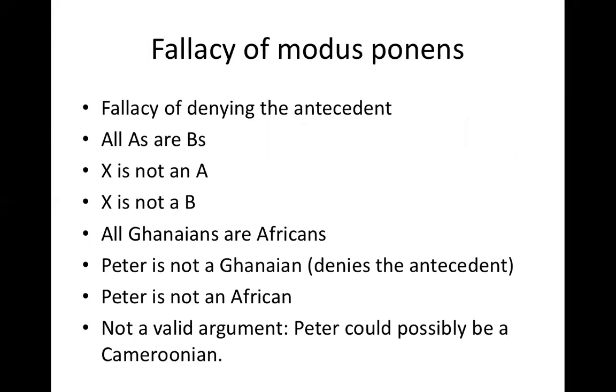Then we have the fallacy of denying the antecedent. All A's are B's, X is not an A, X is not a B. All Ghanaians are Africans. Peter is not a Ghanaian. Therefore, Peter is not an African. We said it is not valid. We call it the fallacy of denying the antecedent.